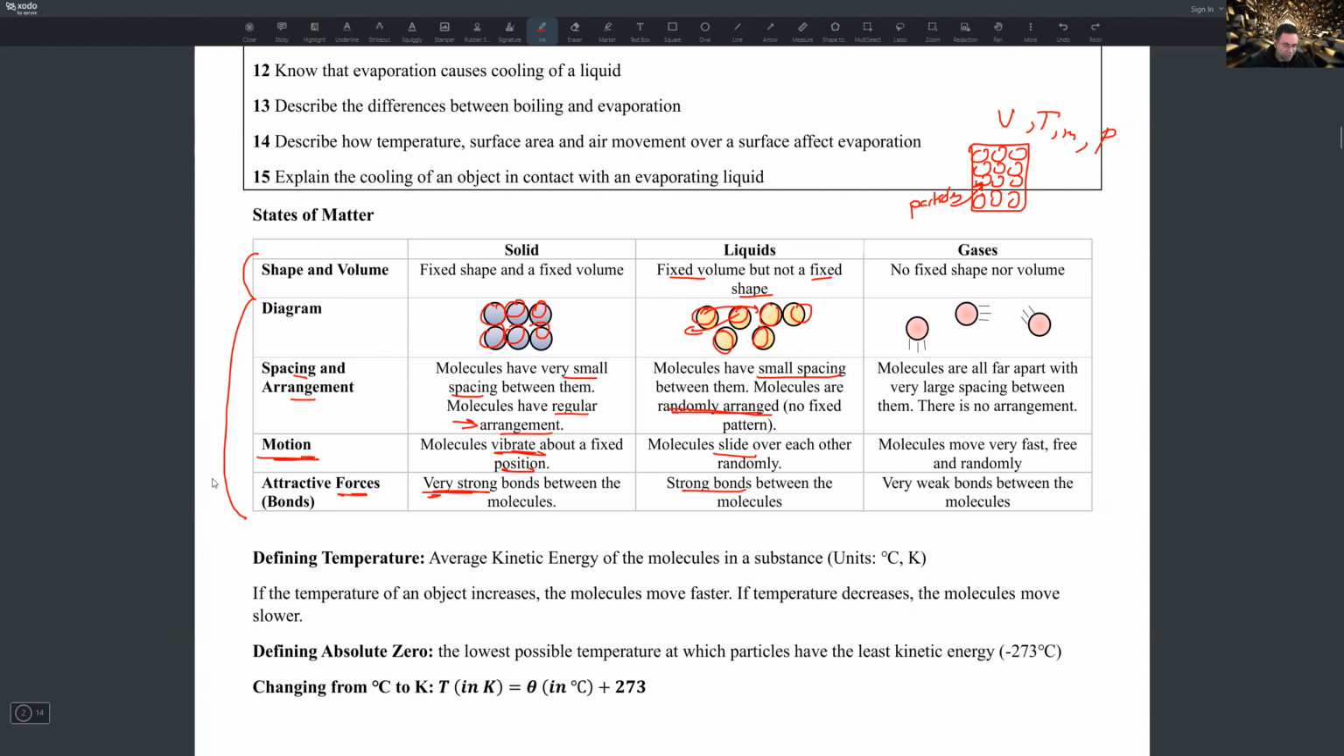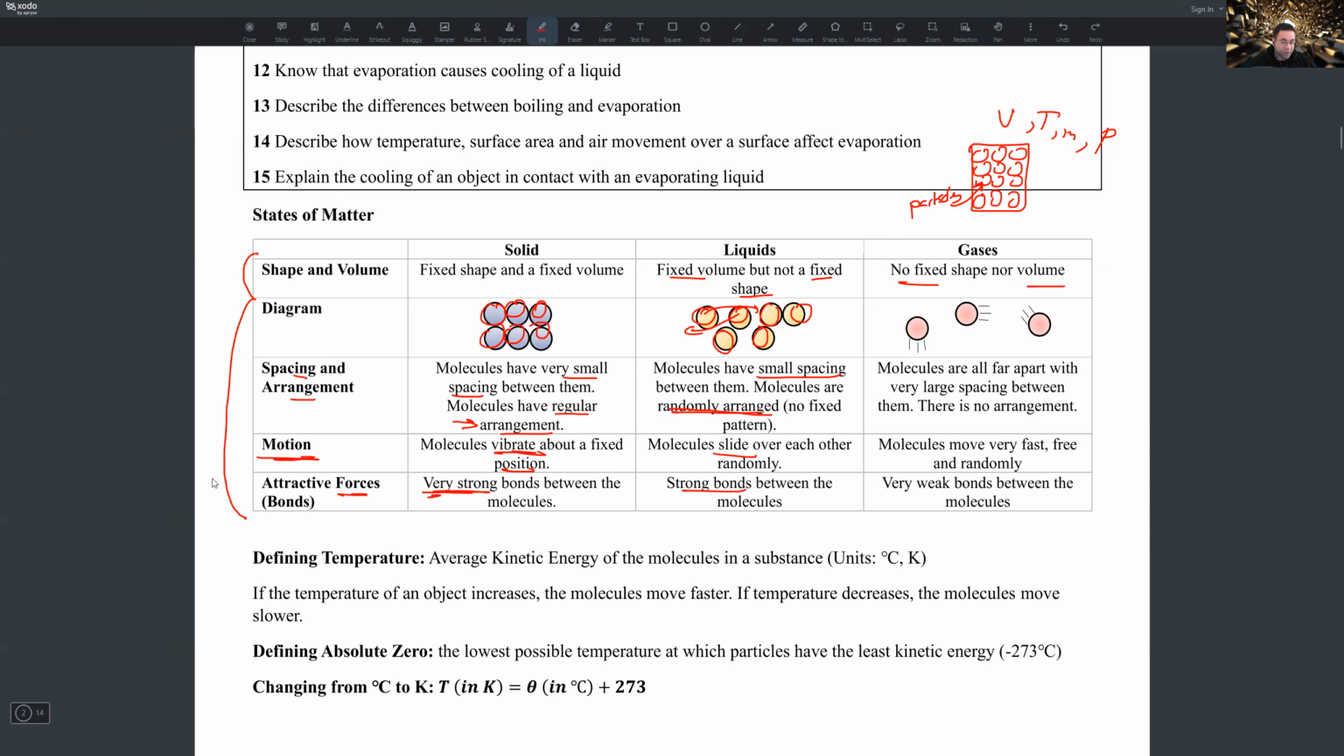The weaker bonds that we mentioned are responsible for all of this. They don't have a shape, the spacing increases, and the arrangement is random, so now they can move faster. That's all due to the slightly weaker bonds.